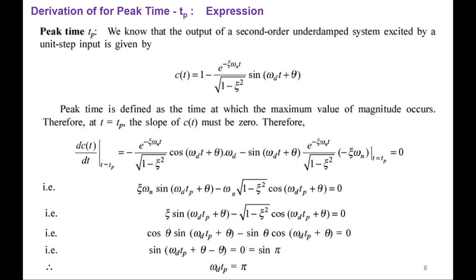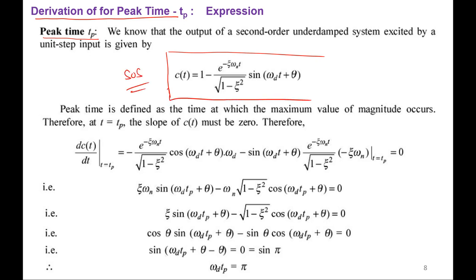Derivation of expression for peak time tp. Once again, a second order underdamped system subjected to unit step input. In order to derive peak time tp, we know this already: this is the unit step response of a second order system subjected to unit step input. This expression only we will take. So c of t is equal to 1 minus e to the power of minus z omega n t divided by root of 1 minus z square into sine of omega d t plus theta.